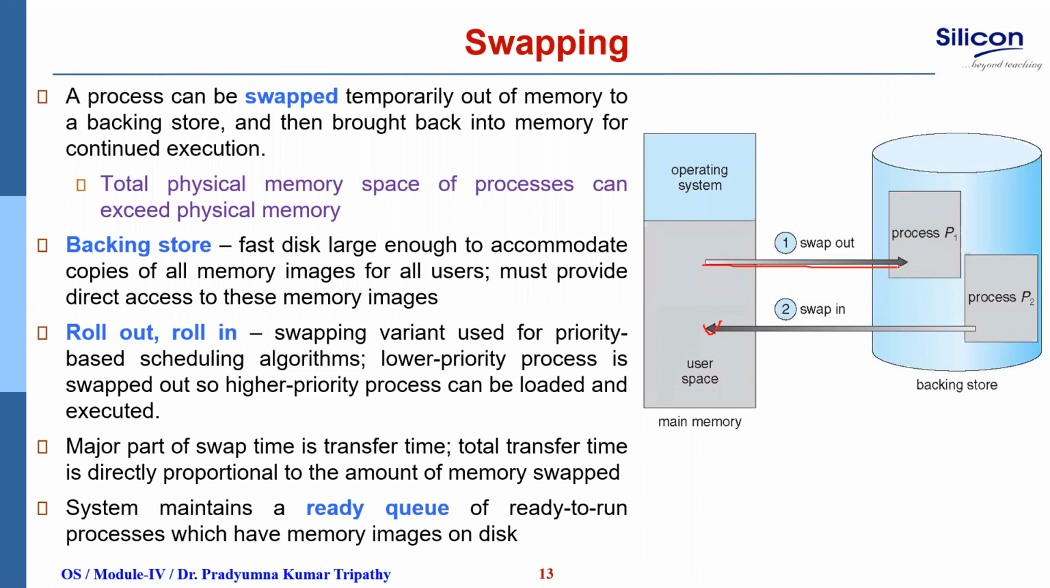Even if the memory space is there, I am not bringing the entire program into the memory. The part which is required, I am just bringing it. Whenever it is not required, it is taken out: swap in and swap out. Correct? This process is known as swapping. A process can be swapped temporarily out of memory to a backing store and then brought back to the memory for continuous execution. Correct? The backing store, you know, is actually a fast disk.